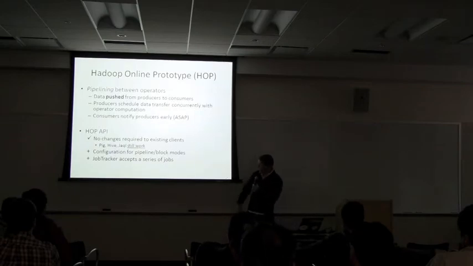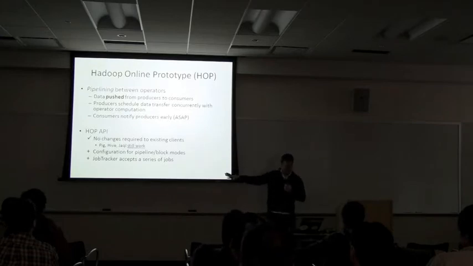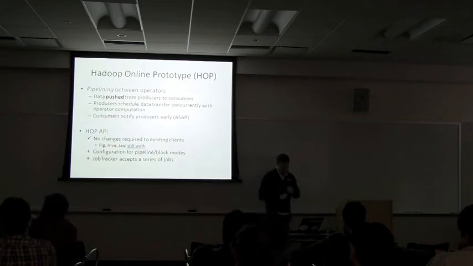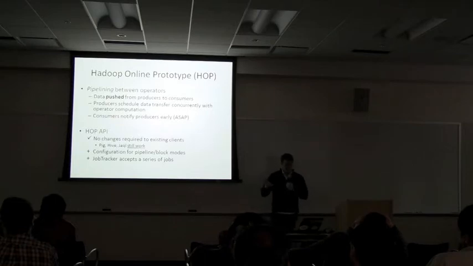So the HOP API is pretty much the same as Hadoop, so no changes are required to existing clients. So Pig, Hive, Jaql, they all still work. We did add a couple of parameters. We added a parameter that tells whether you want pipeline or blocking mode. The default is blocking. And a job tracker now accepts a series of jobs, so we can schedule those jobs concurrently if they're pipelining between each other.